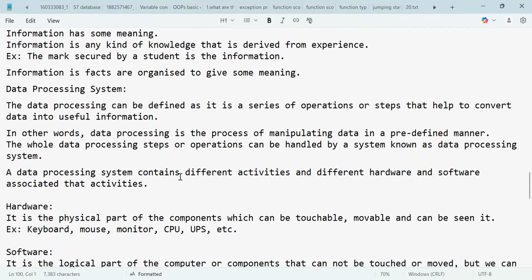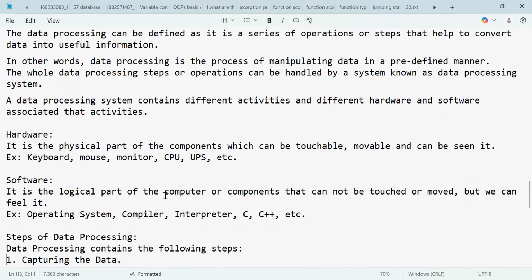The whole set of data processing steps or operations handled by a system is known as a data processing system. A data processing system contains different activities, and different hardware and software are associated with those activities. Without hardware and software, how will data be processed, stored, manipulated, and retrieved? Using hardware and software, everything is associated in these activities and contained in the data processing system.